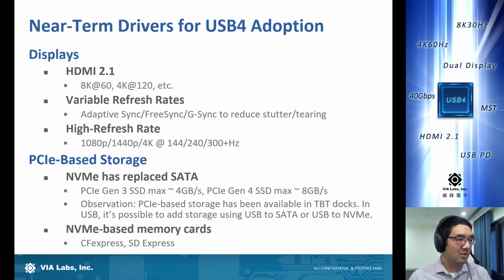The other segment that we've seen that's been growing is PCIe-based storage, though we're still waiting to see how that's going to impact USB 4. We've seen some NVMe-based storage devices that can currently utilize USB 3.2 Gen 2 by 2, so 20 gigabits per second SuperSpeed USB. And we imagine that those are going to transition to USB 4 pretty soon.